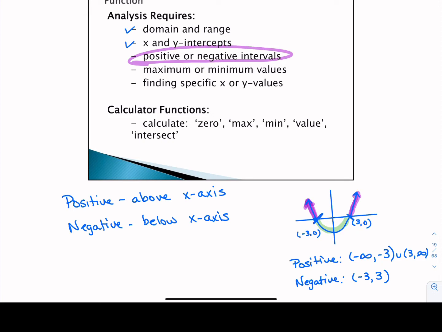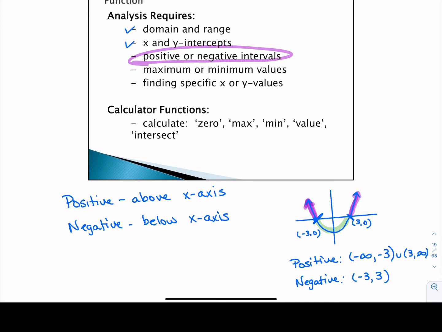Now, what you'll notice is I've used round brackets everywhere because I can't include negative 3 or positive 3 in any of these cases, because if I put my pencil right on negative 3 or positive 3, I'm not completely above or below the x-axis, so I can't say that that qualifies as a positive or negative part of the graph. So be mindful of your brackets, but we'll be analyzing those different types of criteria when we look at graphs moving forward.